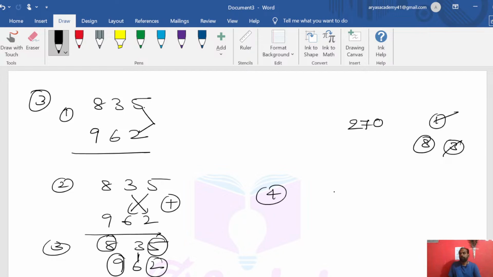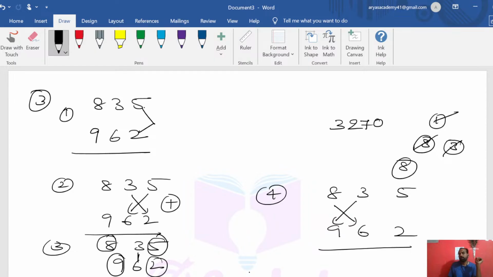And finally step 4, I have to consider only 2 digits from the left of the numbers, and then cross multiply and add. 8 6s are 48, 9 3s are 27. 48 plus 27, to add it, make 27 into 30. So 48 plus 30, 78 minus 3, 75. 75 plus 8, 83. 3 here. Again 8 is kept in carried forward.